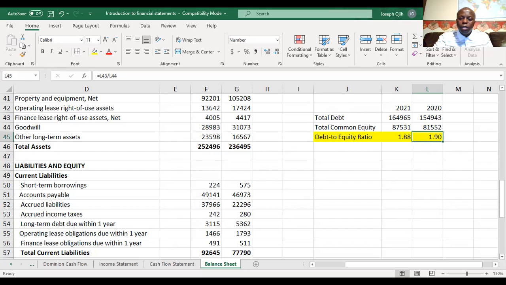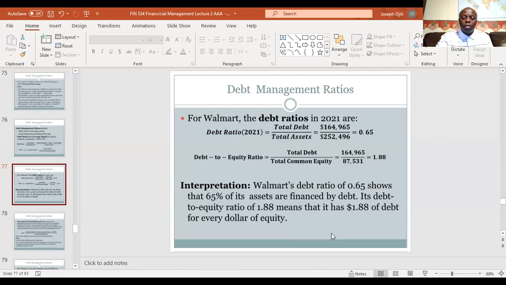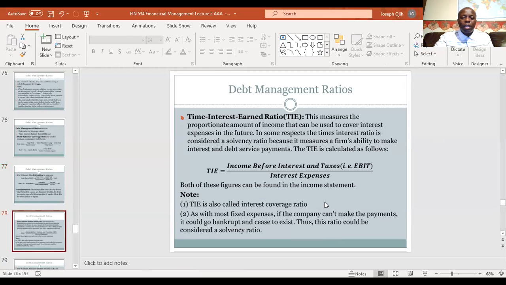Okay. So far, I hope you are getting it. Now, let's see what next debt management ratios to compute for Walmart. The next one will be the times interest earned ratio. This ratio measures the proportionate amount of income that can be used to cover the interest expenses. Of course, you know that interest expense means interest that the company pays on their debts.